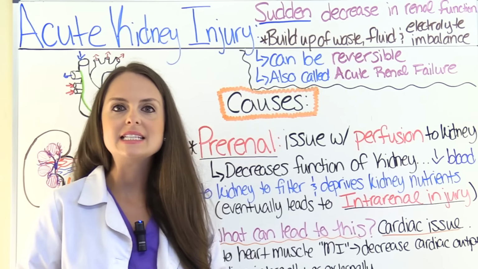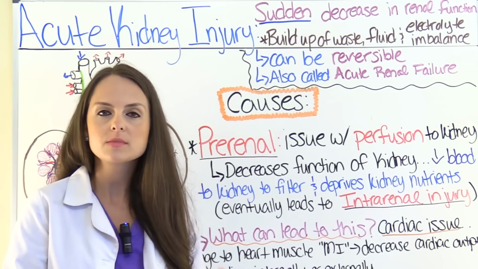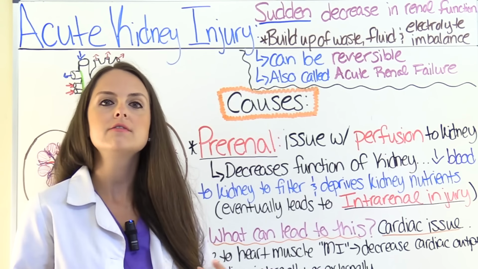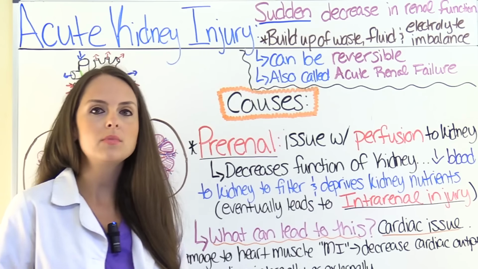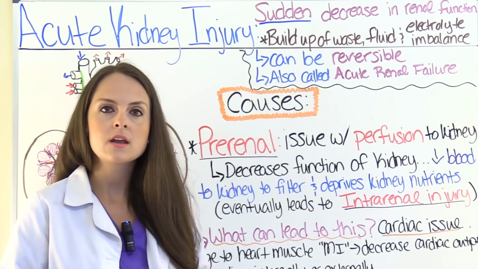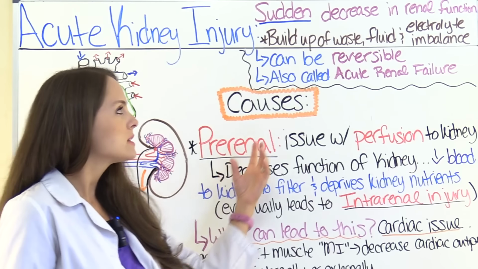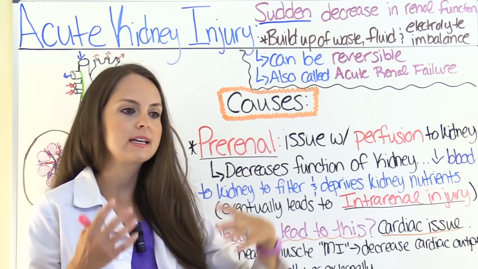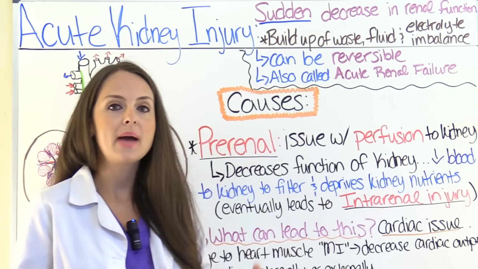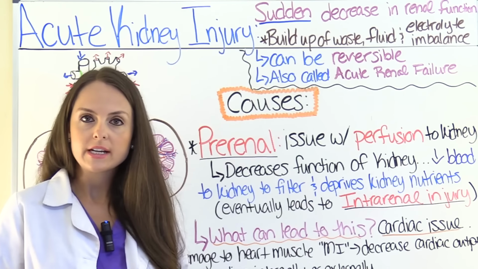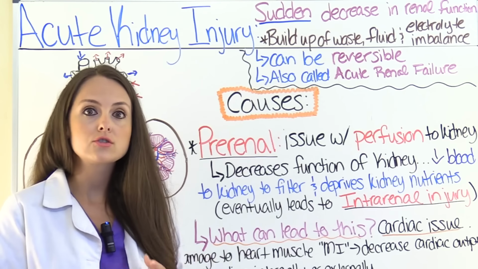So what is this condition? It is where there is a sudden decrease in renal function. So it comes on quickly and the kidneys aren't able to filter the blood like it should. And because of this, you get buildup of waste in the blood like BUN and creatinine, which are waste products from muscle breakdown and protein breakdown. You also will see fluid buildup in the patient because, again, those kidneys cannot remove that excessive fluid from the blood, and electrolyte imbalances.